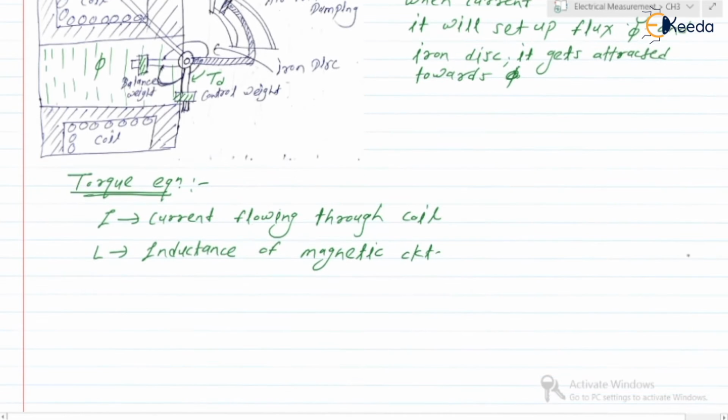Now due to that, what will happen? There will be an initial energy stored, which is equal to half L I square, that is, half into L I square. This is the initial energy stored, due to the current flowing through the coil and the inductance of the magnetic circuit.